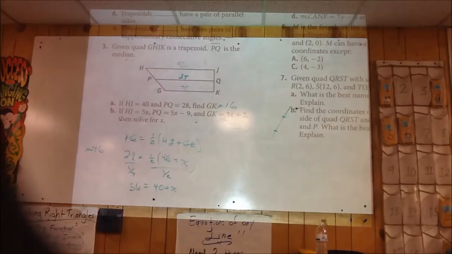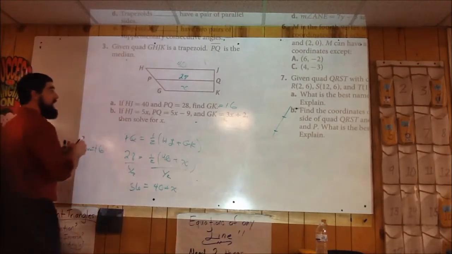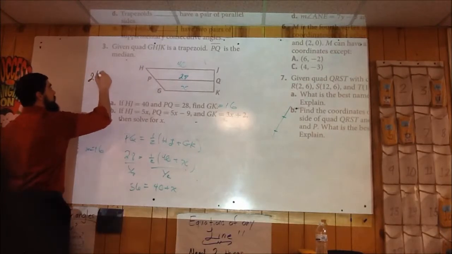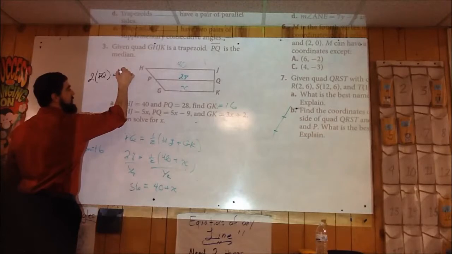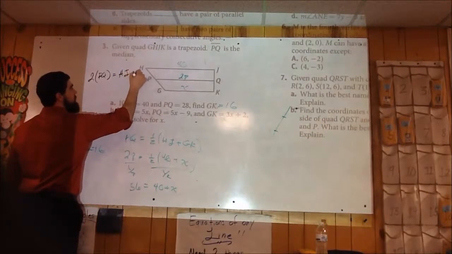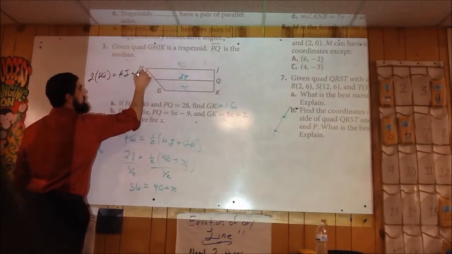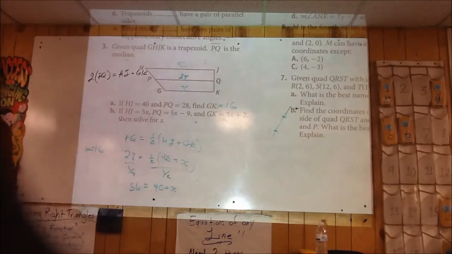Do you agree? If you don't like messing with that 1/2, that's okay. You can just say that 2 of these medians in this trapezoid is equal to the sum of the lengths of your two bases. That's perfectly fine as well. You would have had the same answer, that x is equal to 16.